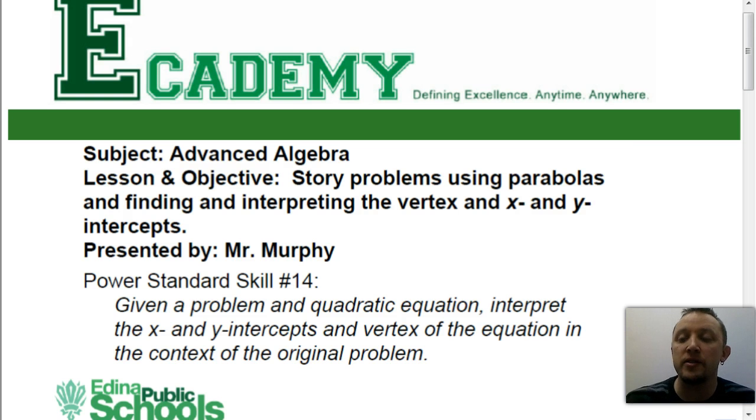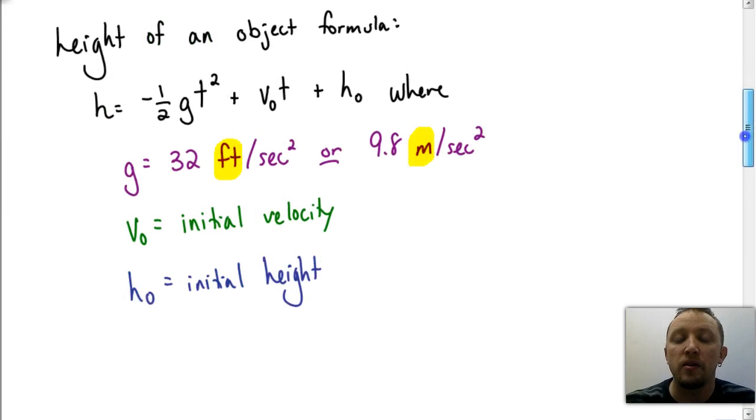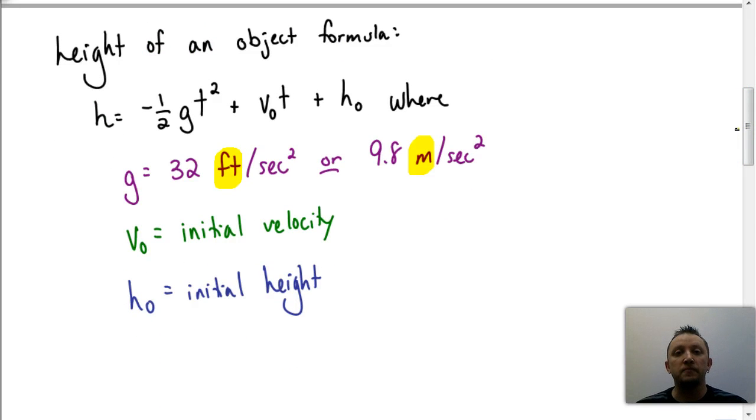So to start out with, let's look at the particular equation that we're going to be using. Again, we call this the height of an object formula. It's h equals the opposite of 1/2 g times t squared plus v sub 0 times t plus h sub 0. Now, what do these different pieces represent?